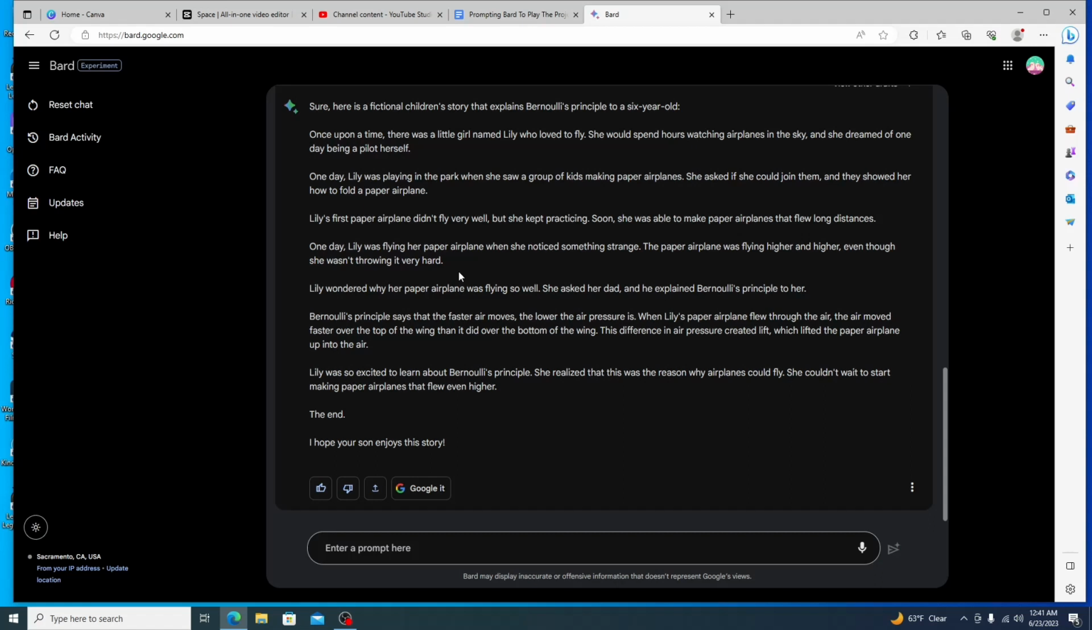Lily was so excited to learn about Bernoulli's principle. She realized that this was the reason why airplanes could fly. She couldn't wait to start making paper airplanes that flew even higher.